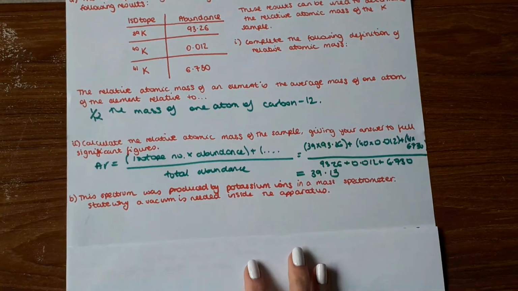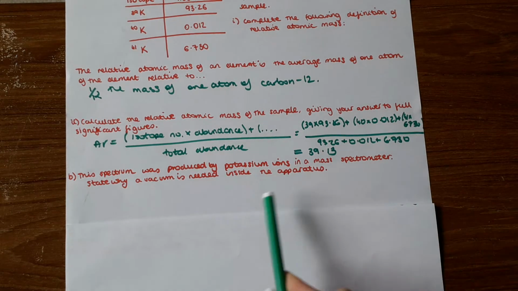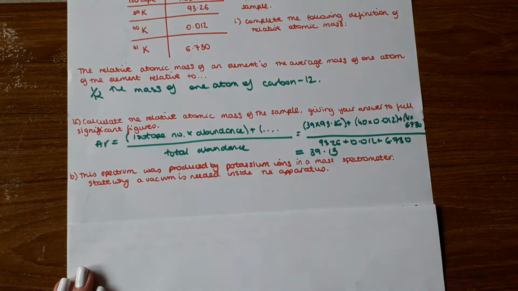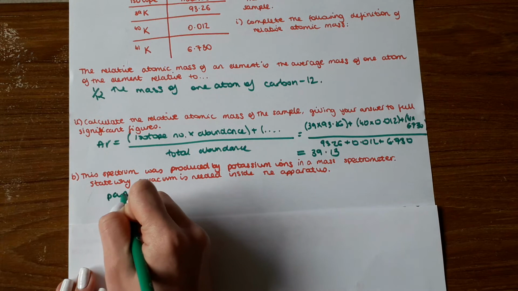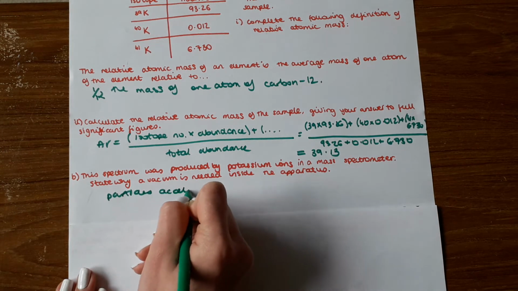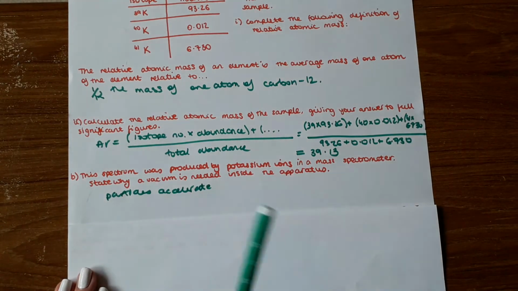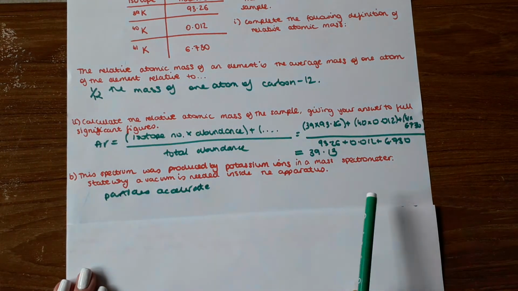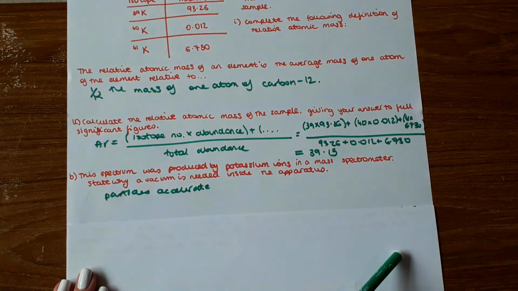Second part of this question says, this spectrum was produced by potassium ions in a mass spectrometer. State why a vacuum is needed inside the apparatus. So inside the mass spectrometer, we've got a vacuum. This is because in the spectrometer, the particles are accelerated to a particular amount of energy, so they all fly with the same kinetic energy. If we had air particles in it as well, they would slow down our positive ions that we just accelerated.